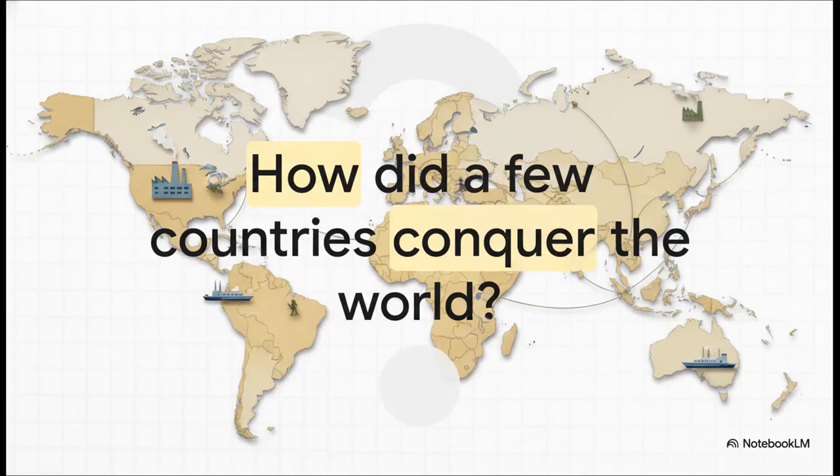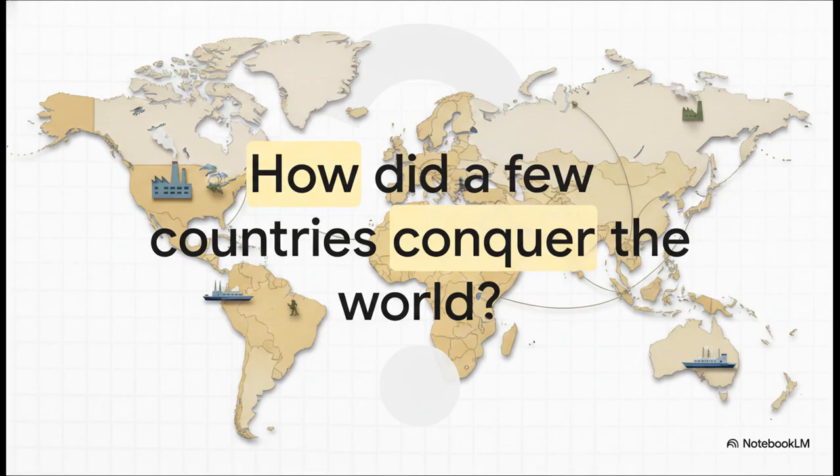So let's really think about this. Imagine you're playing a massive, real-world strategy game. You start out with just your home territory, but through rapid industrialization and sheer military force, you and a handful of other players manage to take over almost the entire globe in just a few decades. Seriously, how does that even happen?